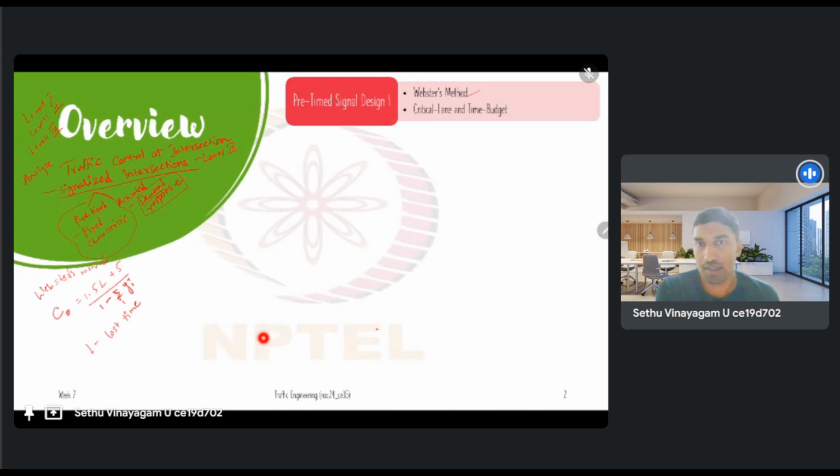Similarly, towards the end of the cycle, when the yellow interval as well as the all-red interval are available for the vehicles to cross, they may not fully utilize that. They will decelerate and slow down because the signal indication is going to change. So some portion of the total effective green that is available will be lost to startup and clearance lost time.